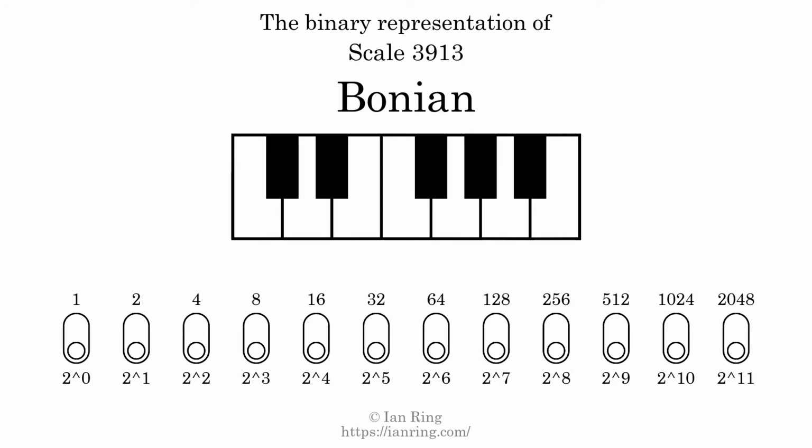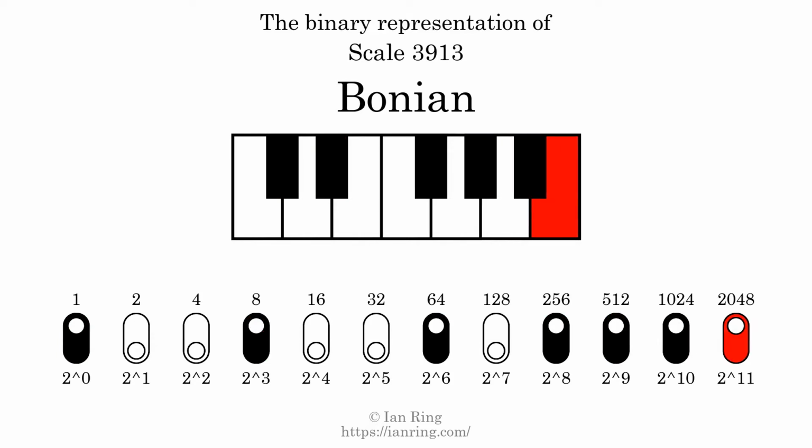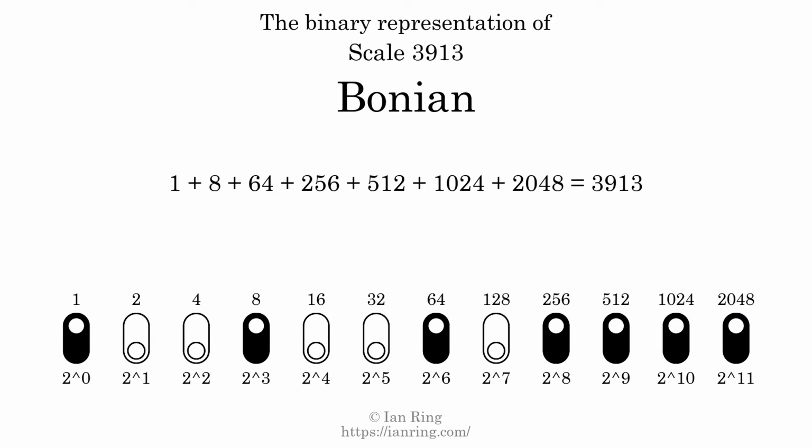The binary representation of this scale is determined by mapping tones of the scale to binary digits. Each binary digit represents a power of 2. To get the scale number, we add the powers of 2 together. The powers of 2 that are present in the scale, all added together, equals 3913. That is why the scale number, in decimal, is 3913.